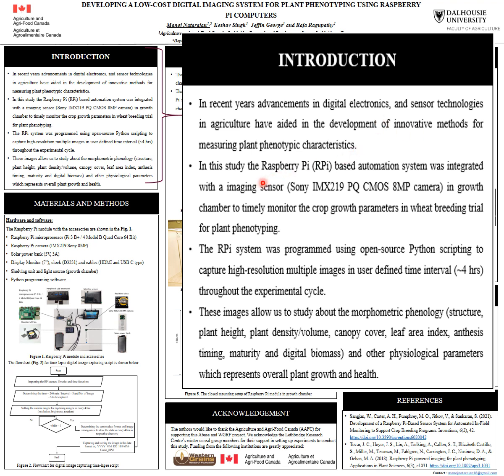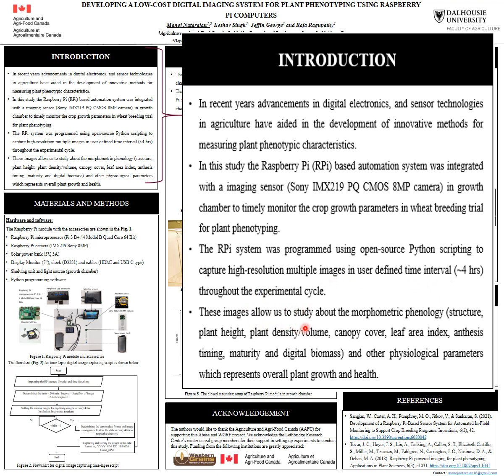In this study, the Raspberry Pi based automation system was integrated with the image sensor, a Sony IMX219PQ CMOS 8MP camera, in a growth chamber to monitor crop growth parameters in a wheat breeding trial for plant phenotyping. The Raspberry Pi system was programmed using open source Python scripting to capture high resolution multiple images at a user defined time interval of approximately 4 hours throughout the experimental cycle.